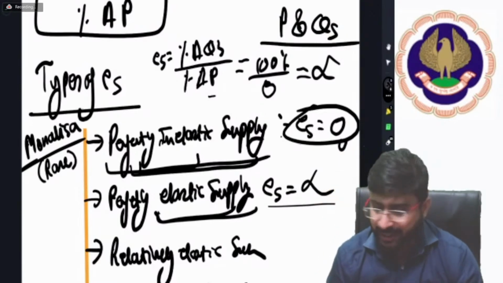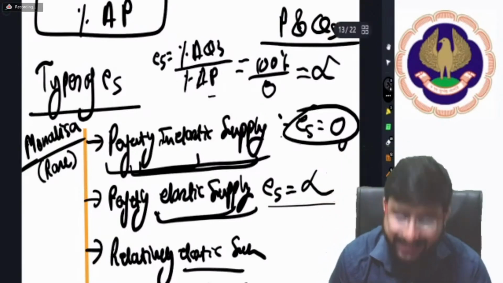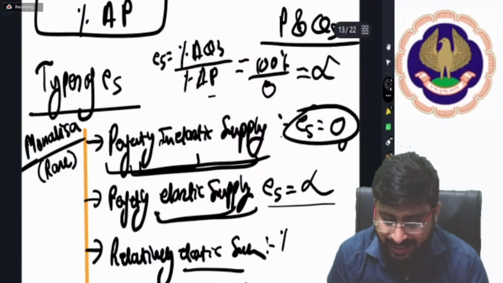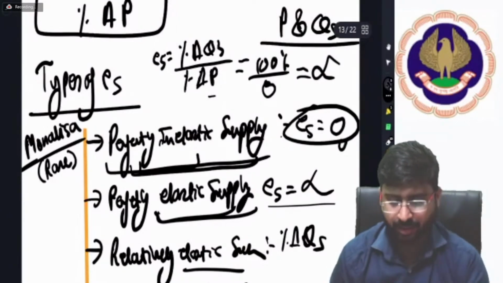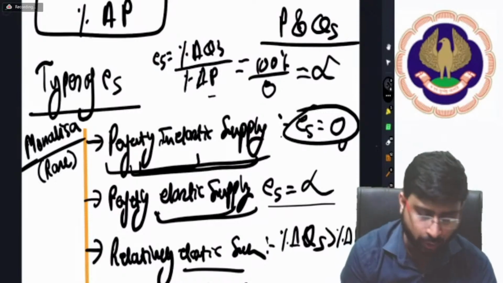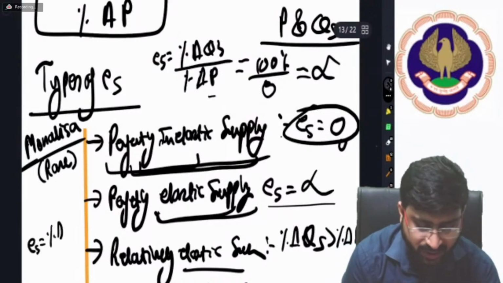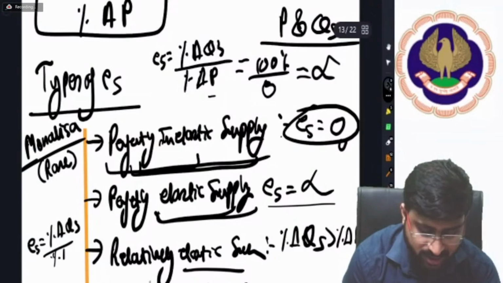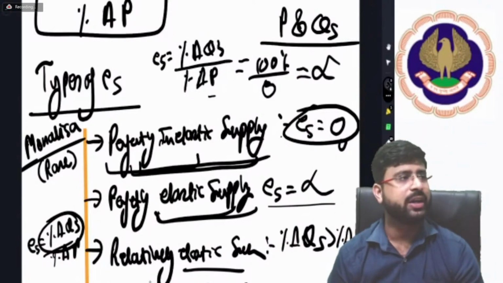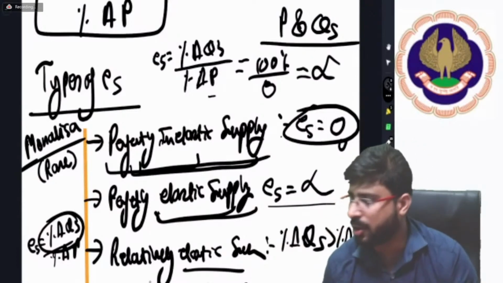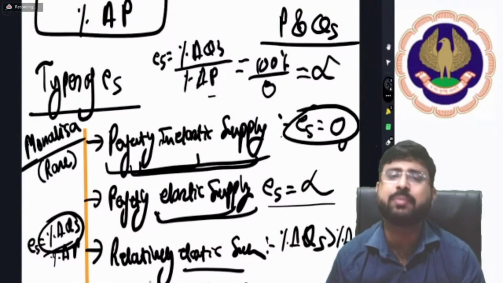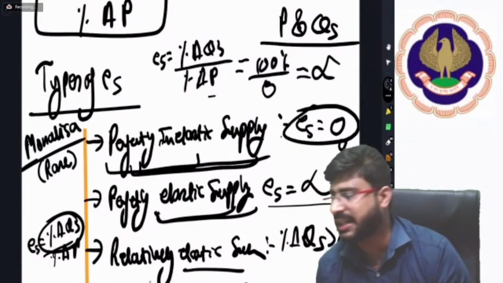Then we are talking about relatively elastic supply. My dear friends, this is a scenario where percentage change in quantity supplied is greater than percentage change in price. So if you talk about the formula, elasticity is percentage change in quantity supplied by percentage change in price. If you see, numerator is greater than denominator. If numerator is greater than denominator, the value of the fraction will be greater than 1. That is relatively elastic supply.